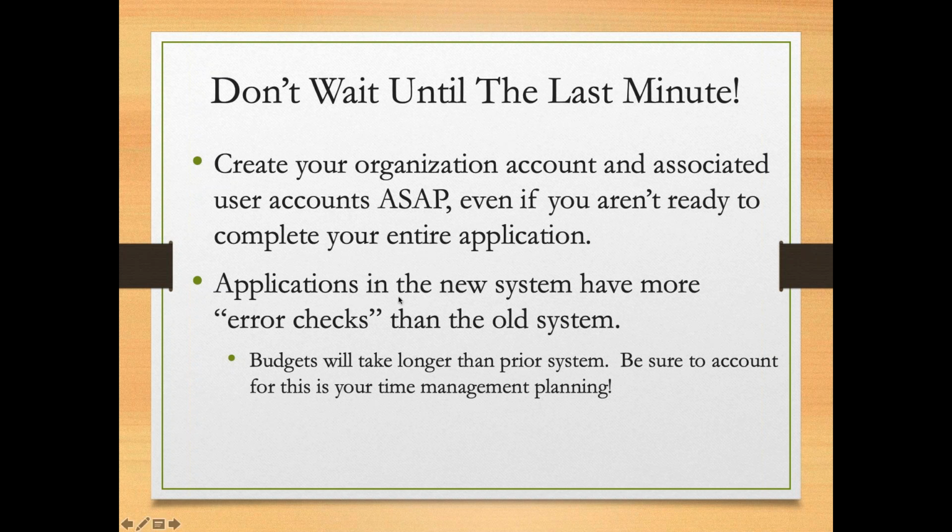And then the applications on the new system have more error checks than the old system. This is designed so that the system guides you in such a way that you present your application with the required fields that our team needs to score and evaluate it. So in the old system, it was sometimes possible to submit an application and the system did not check for an error that would have let you know, hey, you're asking for too little or too much money in your budget, or hey, you haven't supplied the primary contact for your organization. Those kinds of things make the application ineligible.